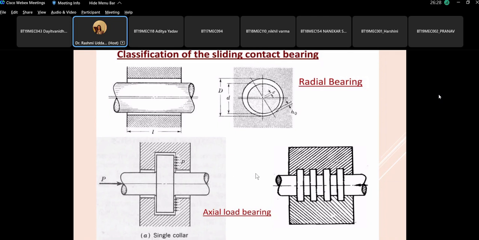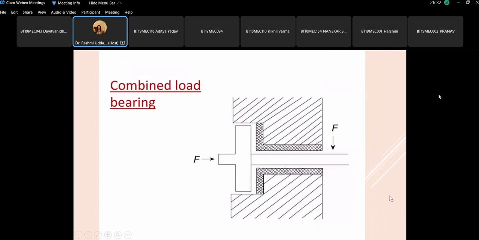And then for a combined loading, like in case of a helical gear, which is subjected to both radial as well as axial load, you have a collar at one end. This is sustaining the axial load and this is sustaining the radial load. So this is a combined load bearing. We have to design based on what type of load it is subjected to.